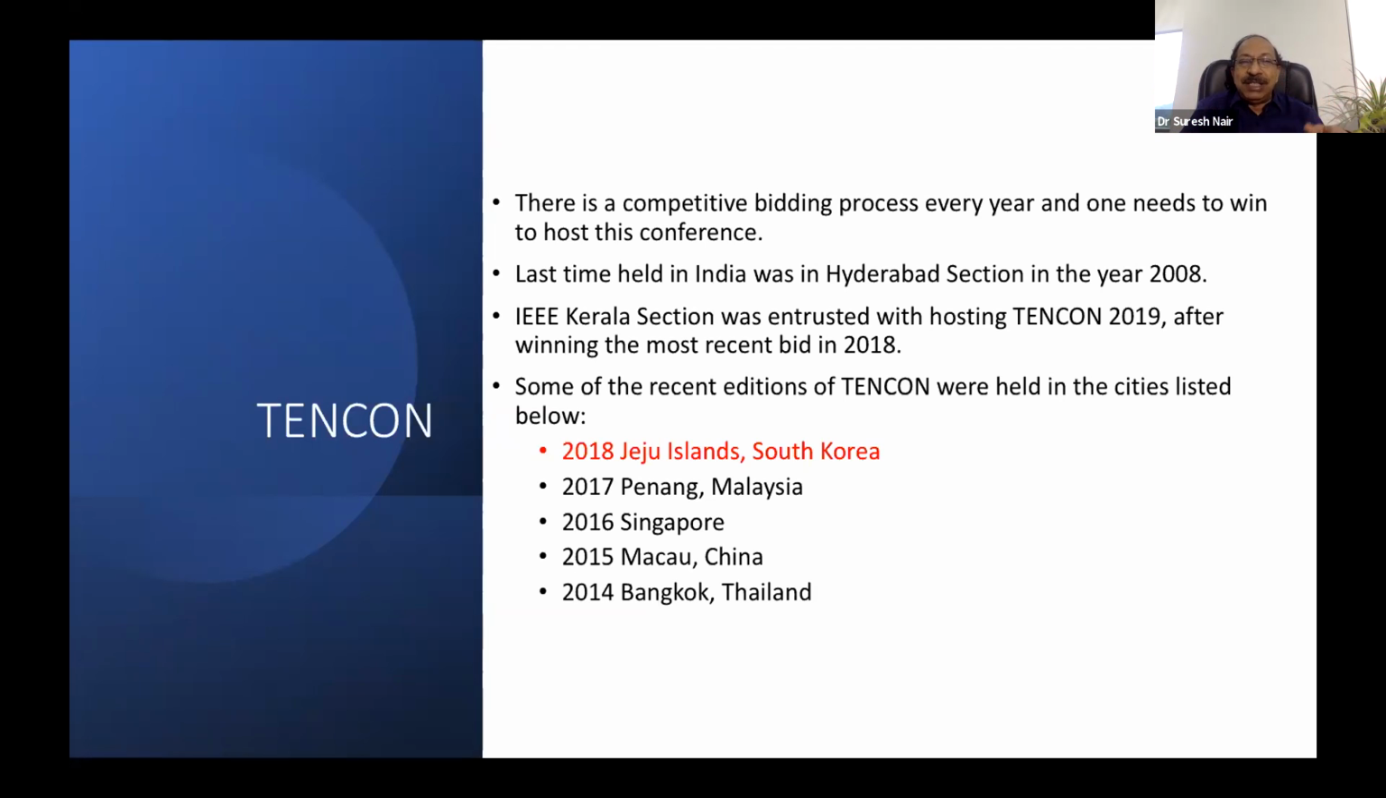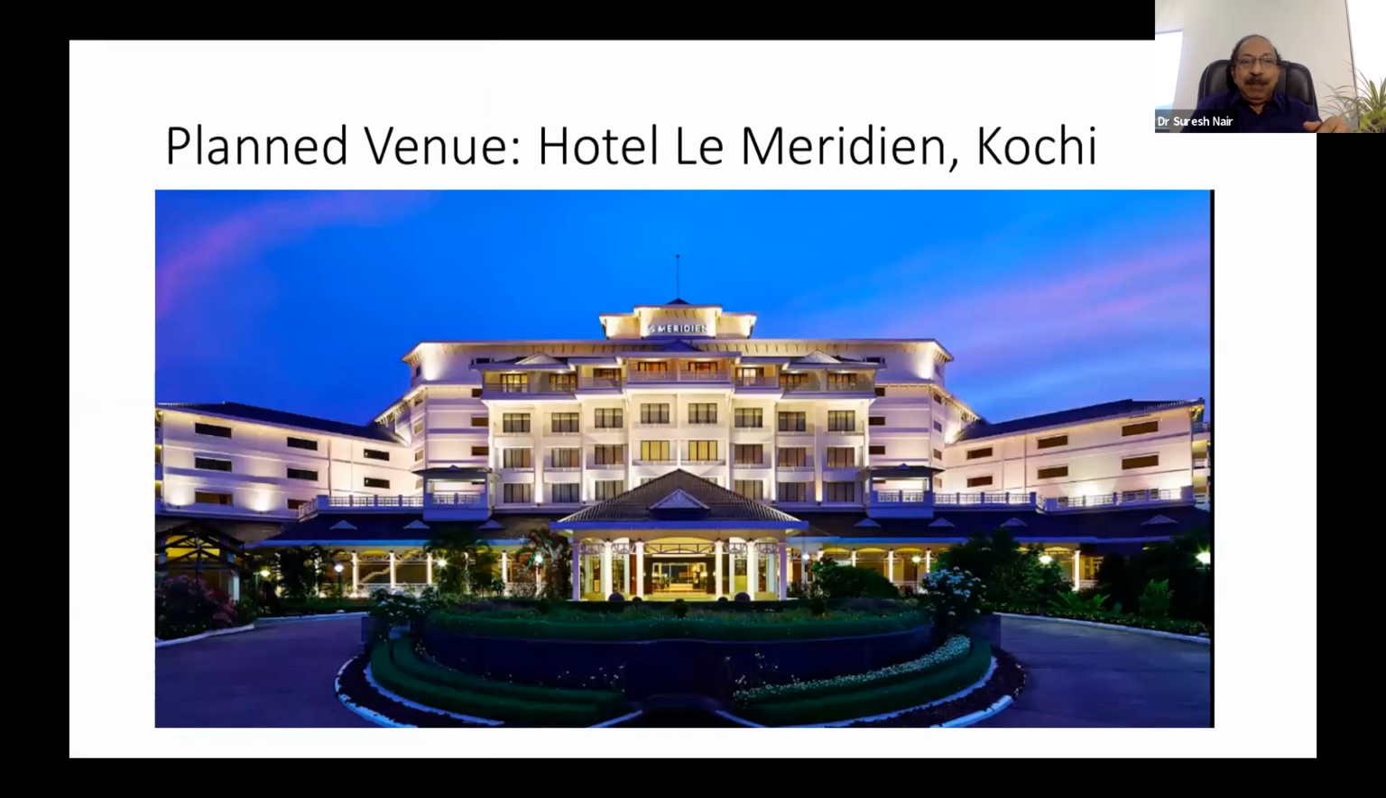So as I said, when we started the bidding, we planned the venue as Hotel Le Meridian, Kochi. That was one of the best hotels where we had a lot of conferences. That was the limit for us at that point of time. There was no other hotel bigger than Le Meridian, so that's what we proposed.